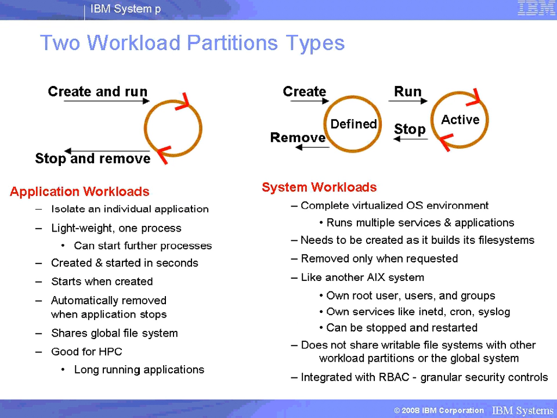There are two types of workload partition, application and system. And let's start with the system. This is what I like to think of as a miniature copy of AIX. We'll create it and it goes into the defined state. Then when we run it, it goes active, and we can stop it as well and then run it later on if we want to, like a copy of AIX. It runs its own services. For example, it runs its own inetd, cron and syslogs. And it has its own set of users, so it has its own root user and its own groups, so we can manage it in its own right.